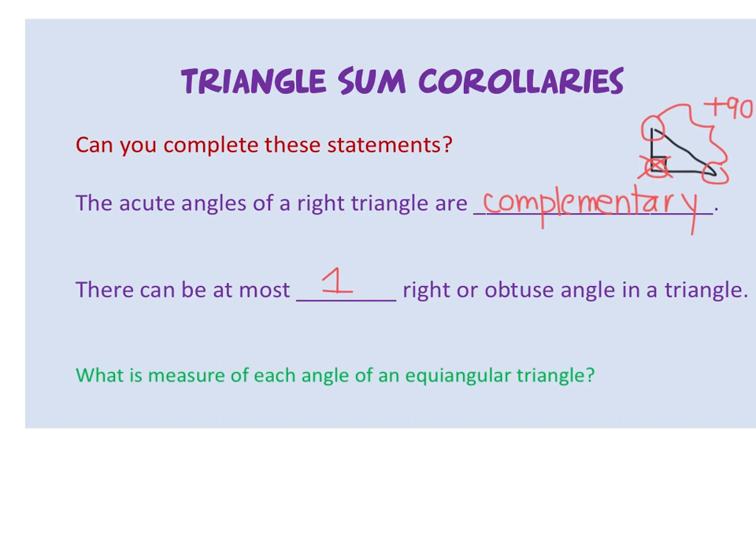And then the last question is, what is the measure of each angle in an equiangular triangle? We know each angle is going to be the same measure. The three of them have to add up to 180. So if we did 180 divided by 3, we get each angle's measure, which is 60 degrees. And that's for an equiangular triangle. 60 plus 60 plus 60 is 180.